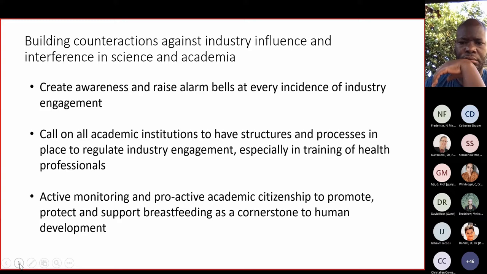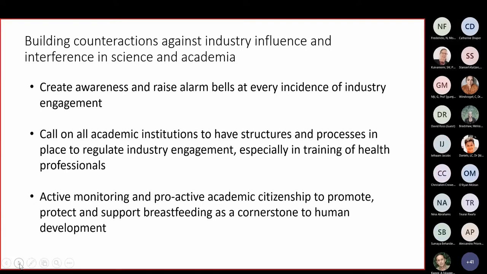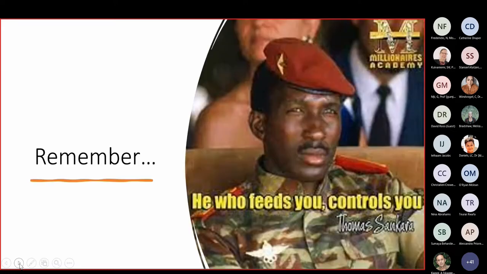And then we also need active monitoring and proactive academic citizenship to promote, protect, and support breastfeeding as a cornerstone. The evidence is there, and therefore we should not be talking about breastfeeding or formula feeding as a replacement. It's not equal to breastfeeding, and we need to start changing that language, as Tanya had pointed out. And just to remind us all, if we are accepting free lunches, then we have to remember: he who feeds you controls you. That is something we must guard against as academics and as researchers.